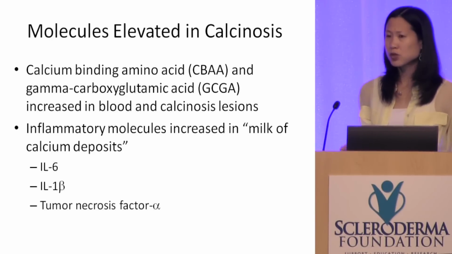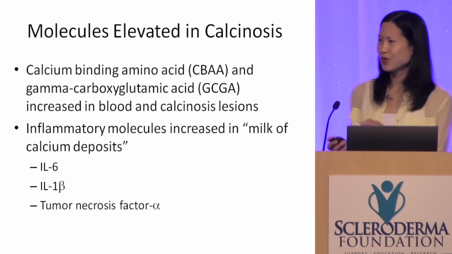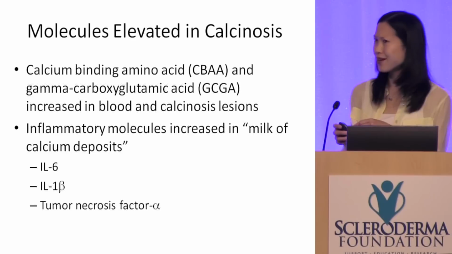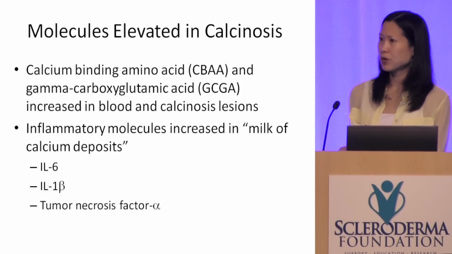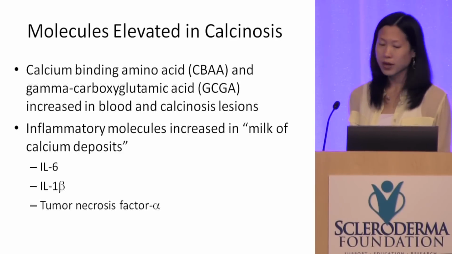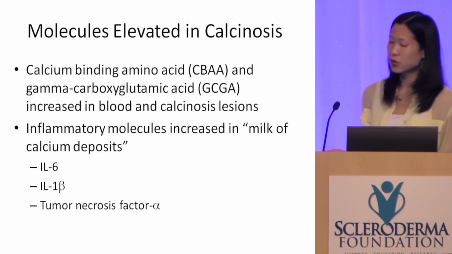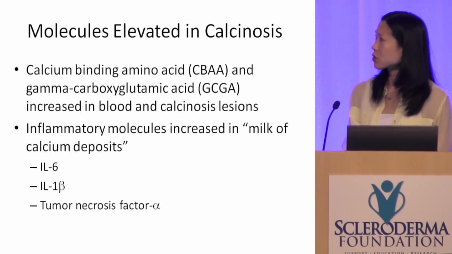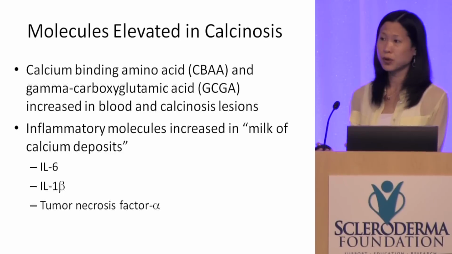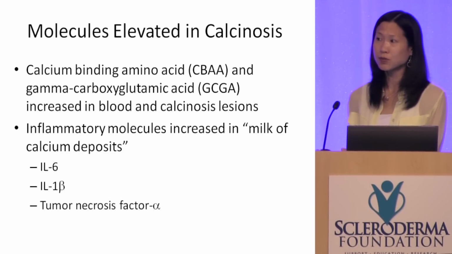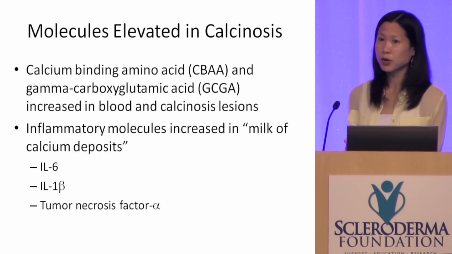There are also inflammatory molecules that are increased in the milk of the calcium deposits. So you know that discharge that you get when you squeeze out the liquid from the calcium deposits? They actually have inflammatory markers. These include interleukin-1, interleukin-1 beta, interleukin-6, and tumor necrosis factor alpha. All of these inflammatory molecules are elevated also in rheumatoid arthritis, in joints from rheumatoid arthritis patients as well as their bloodstream. And we actually have drugs that target these inflammatory markers.